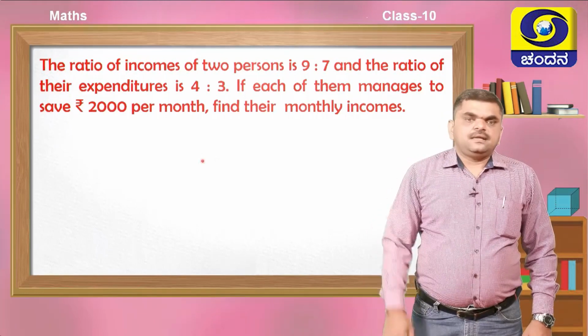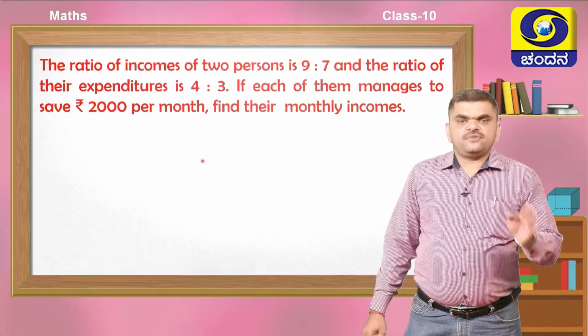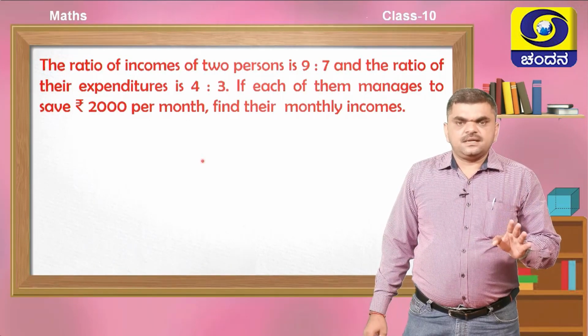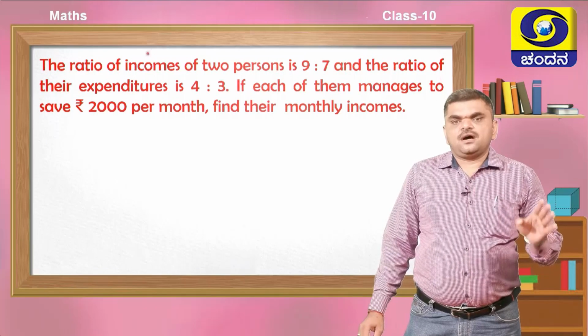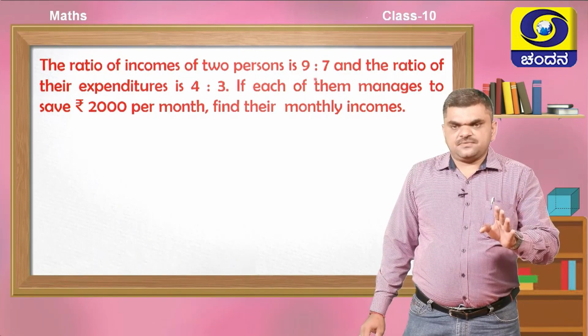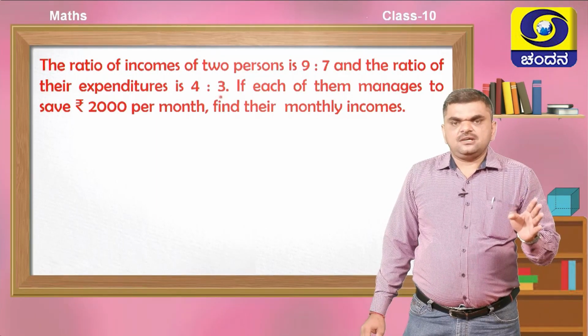So, next let us take one more example, children. The ratio of income of two persons is 9:7, and the ratio of their expenditure is 4:3.